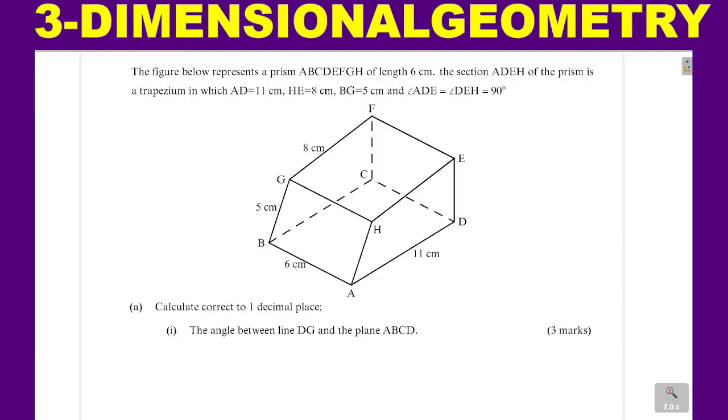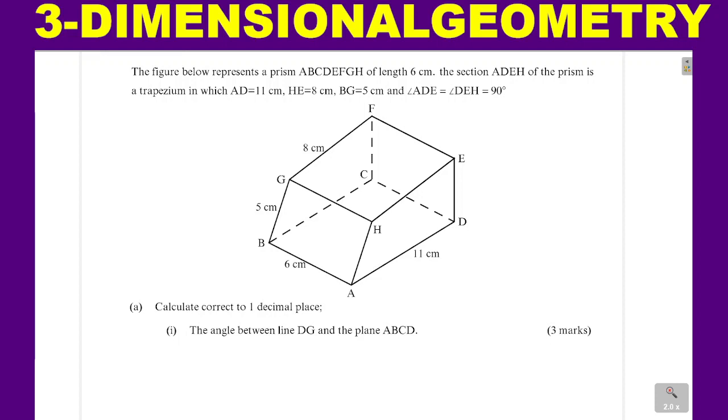Three-dimensional geometry. The figure below represents a prism ABCDEFGH of length 6 centimeters. The section ADEH of the prism is a trapezium in which AD equals 11 centimeters, HE equals 8 centimeters, BG equals 5 centimeters, and angle ADE equals angle DEH, which is 90 degrees. The diagram is given there.